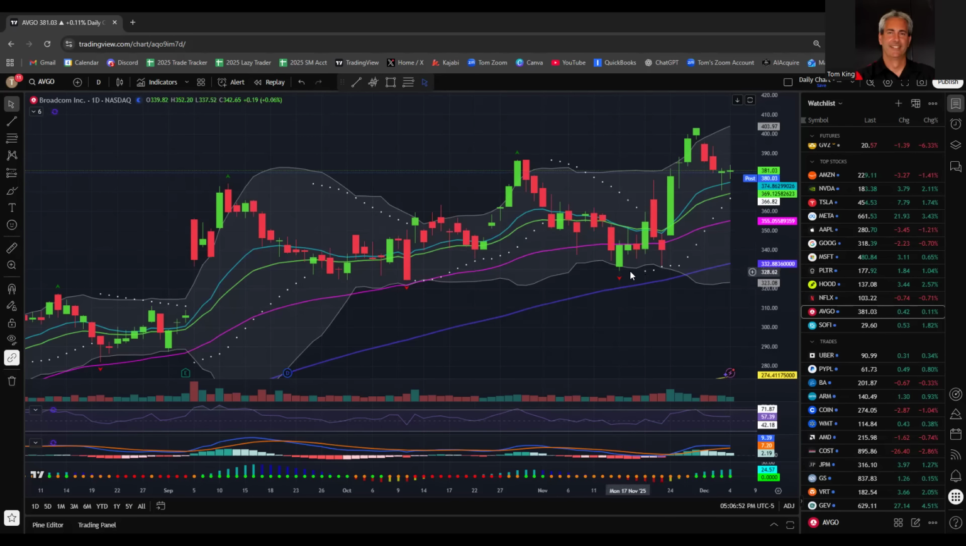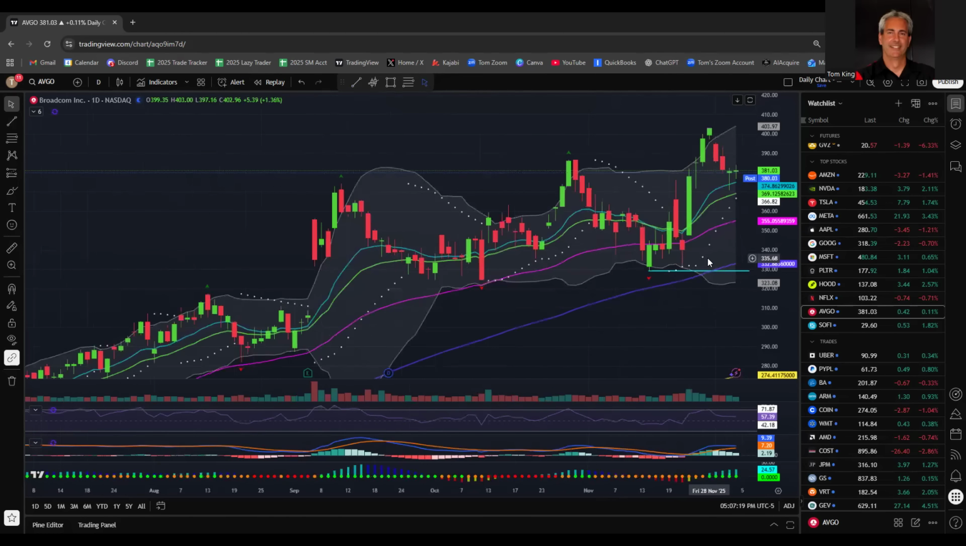We've got support down here, the previous lows, somewhere around this 330 level. So just remember that 330 level. We'll come back to that later. This would be an opportunity, I think, at this 100-day moving average around 332, the support around 330. I think those are pretty interesting levels that I would be very bullish and want to get into Broadcom.